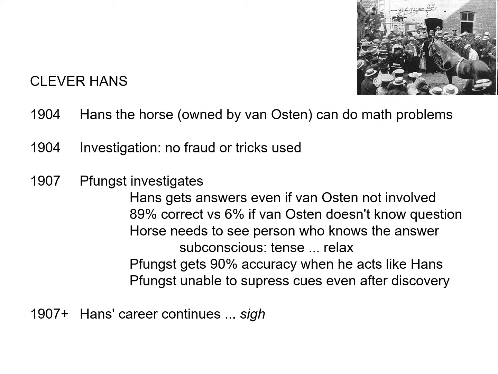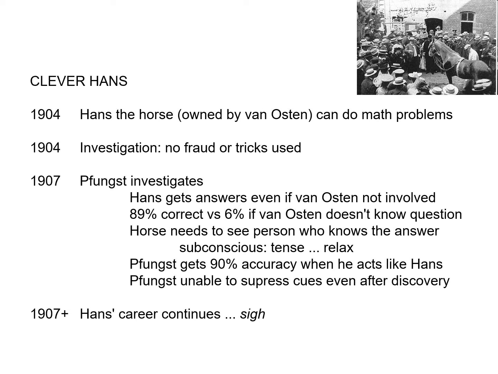So having figured this out, Pfungst is then able to train himself to have 90% accuracy when he acts like Hans, right? So he can go in front of a crowd of people, put on headphones, a math question is asked, he taps out the answer, he looks for when people relax, and he's able to get 90% accuracy even if he never knows the question. So he's able to simulate the horse.